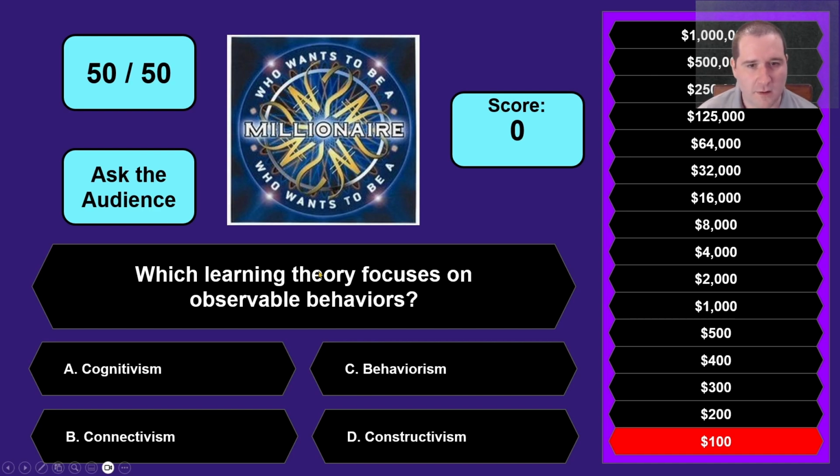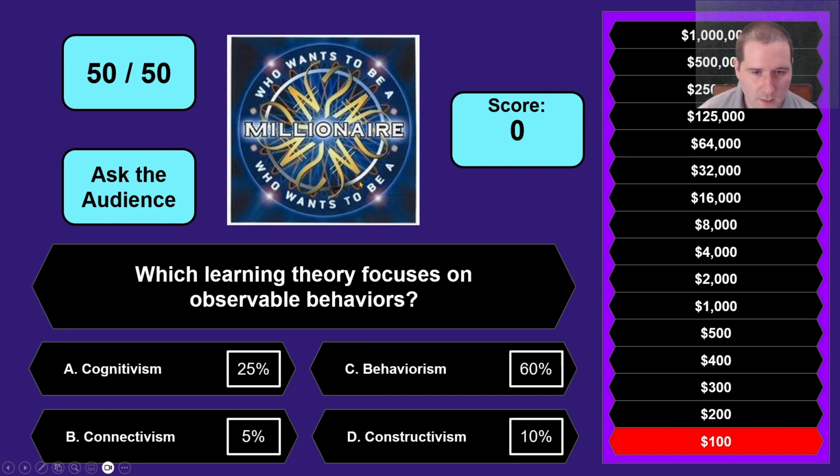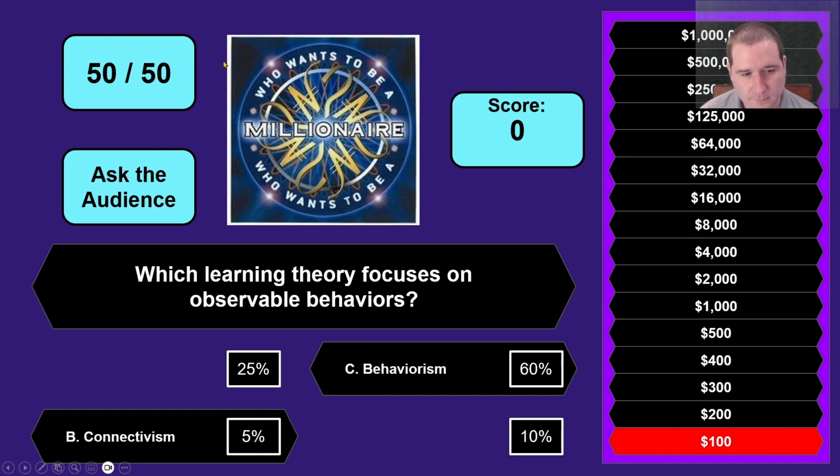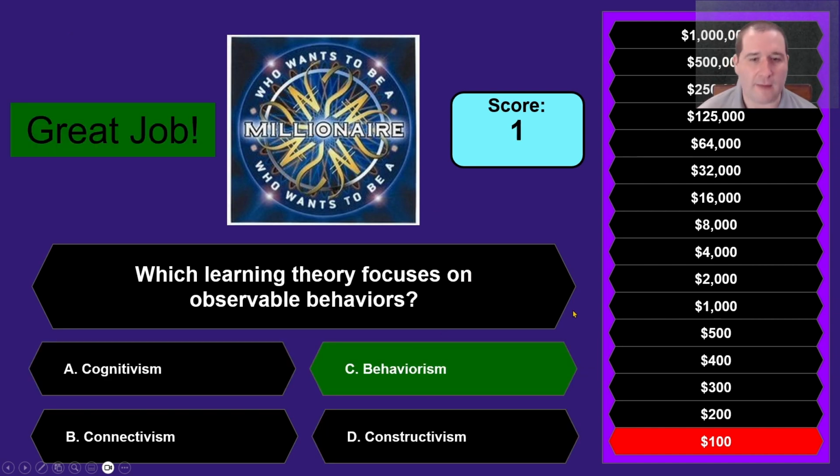The first one, which learning theory focuses on observable behaviors? Okay, if you get stumped or you're just curious, you can ask the audience. 60% say behaviorism. It's a pretty good idea. If you're still stuck, you can use the 50-50. And look at that. It's probably going to be behaviorism. Okay? So try this game out.